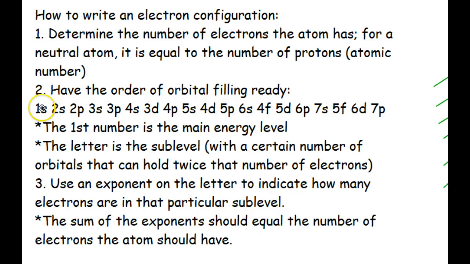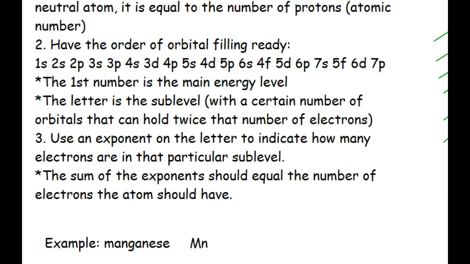So like I was saying, that first number is your main energy level. 1, 2, 3, 4. The letter is the sublevel, which is a certain shape that you saw earlier. And so there's a certain number of orbitals in each sublevel, and then each one can hold 2 electrons. So the number of orbitals you have times 2 gives you the total number of electrons. And then we will use an exponent on the letter to say how many electrons are in that particular sublevel. And you can double check your work by adding up the exponents, because the sum should be equal to the number of electrons that your atom is supposed to have.